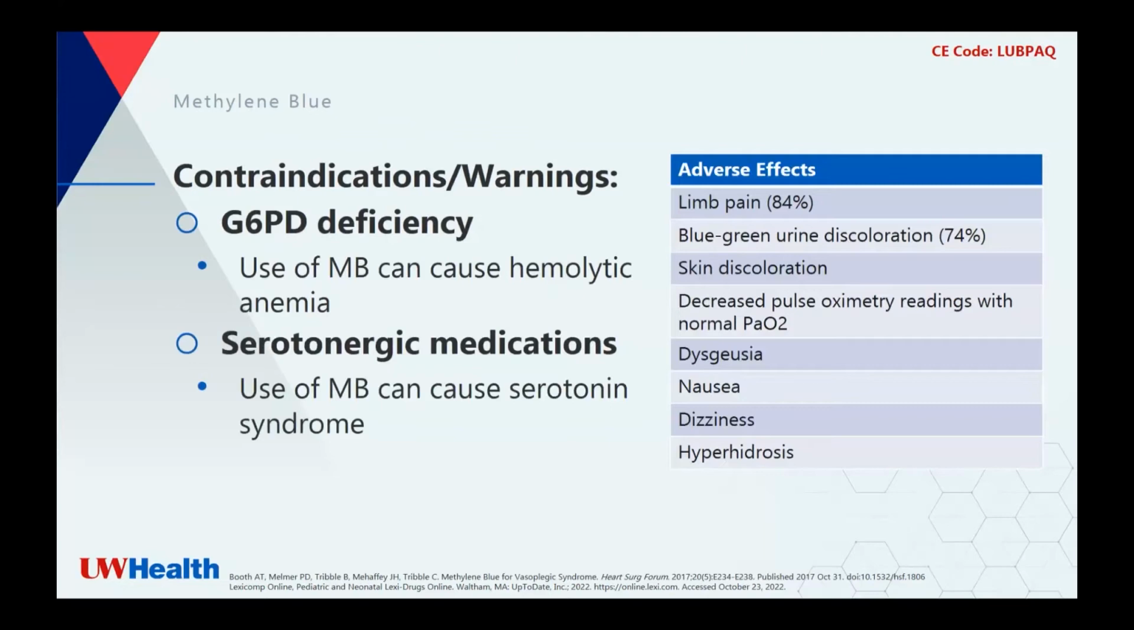Adverse effects can vary for methylene blue, but notably it has a high incidence of limb pain. And it is blue in color to align with its name, so it can cause some skin discoloration or urine discoloration as well. And lastly, one thing to note is that it can interfere with the pulse oximetry readings, showing an abnormally low level when actually oxygen saturation is normal.